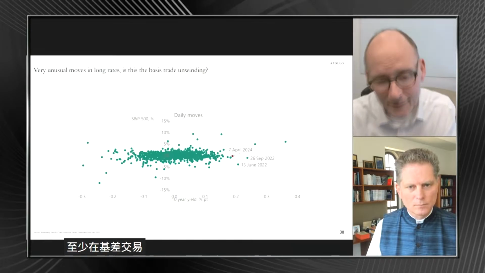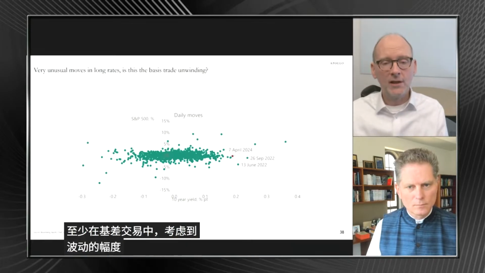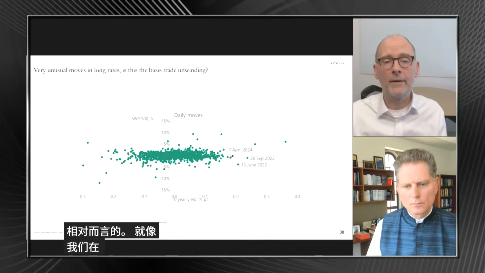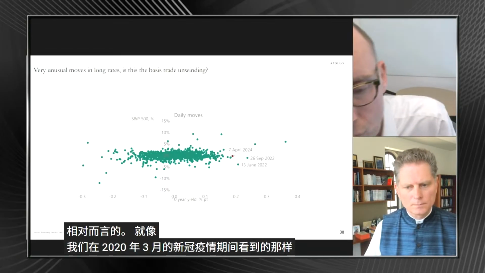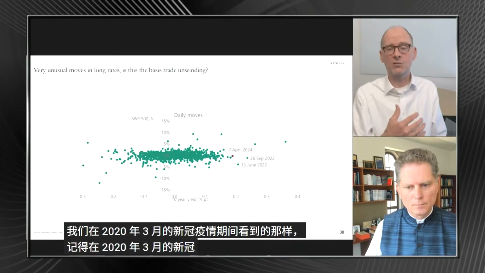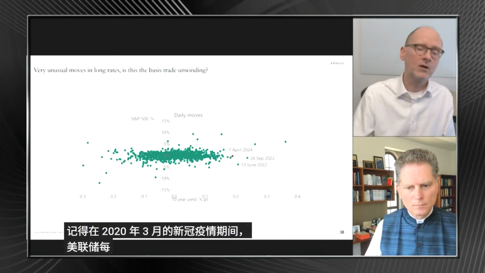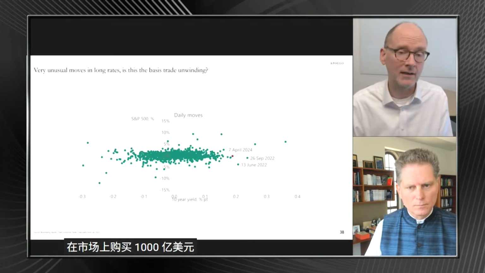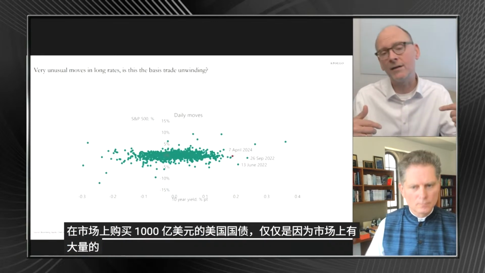And on the basis trade, at least given the magnitude of the moves, they are of somewhat similar size relative to what we saw in COVID in March of 2020. Remember, during COVID in March of 2020, the Federal Reserve was every day at the peak buying $100 billion in Treasuries in the market simply because there was so much unwinding going on.